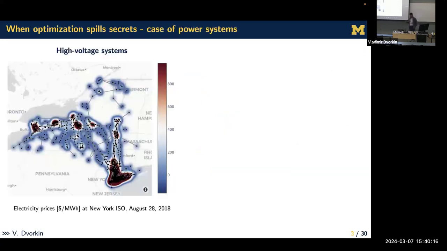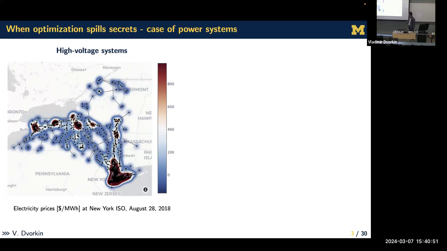If we zoom into specific cases of power systems, we will see that a lot of information about optimization results in power systems is revealed to the public. At any point in time, you can go and see what electricity prices look like for this grid, the New York Independent System Operator. You don't know much about the system. You might know some aggregated topology, but you don't know the parameters of the lines or the loads, but the prices that are displayed here can already tell you much about what's going on in the system.